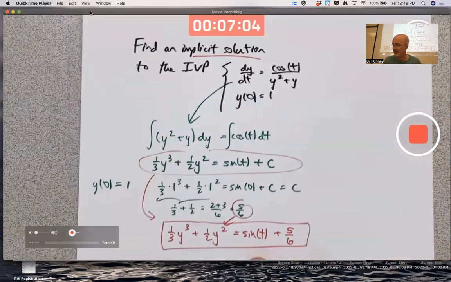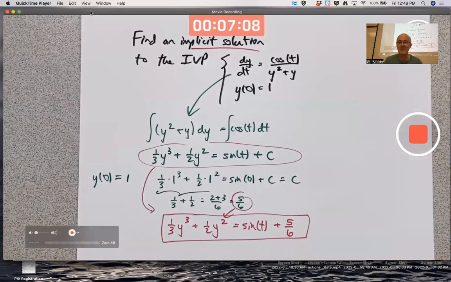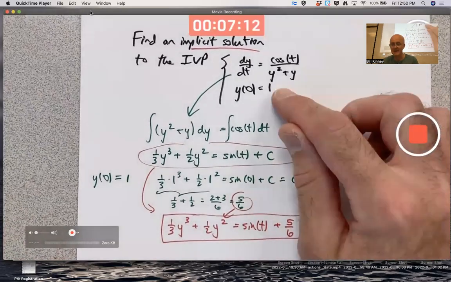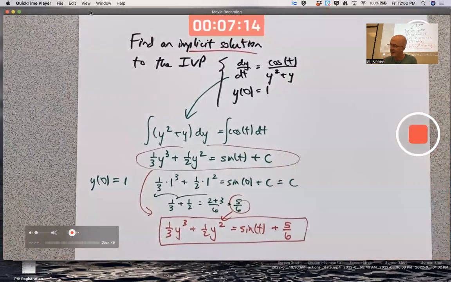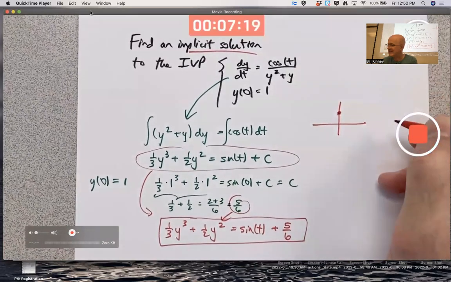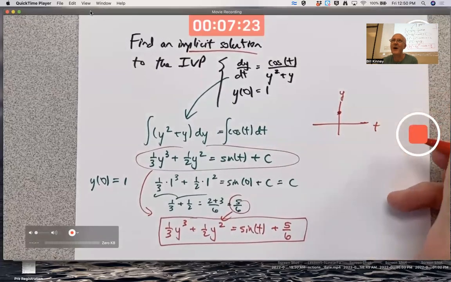Is it possible to graph? I wouldn't want to try it without technology. It would be a pain. Now, theoretically, you might say it's possible. I mean, you could start with this point as being on the graph. Oh, okay, that's 1 point. When t is 0, y is 1. How do you go beyond just plotting 1 point?